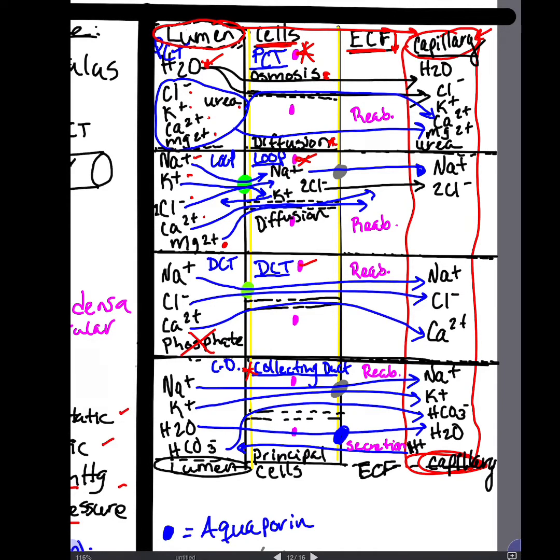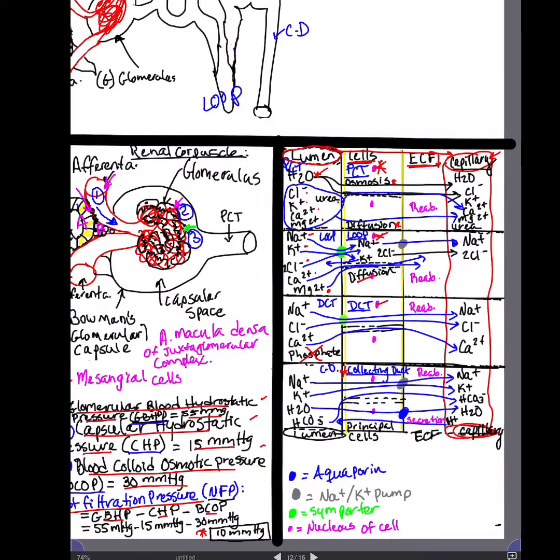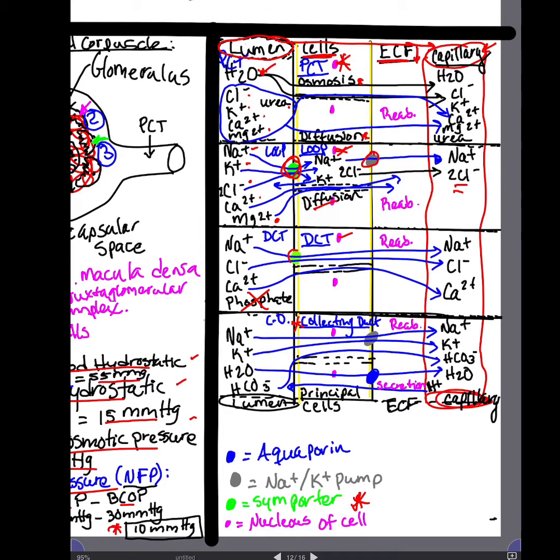Some of these are going to be moved through diffusion. Some of these, such as sodium, potassium, and chloride, are going to be moved thanks to this symporter, which is this right here, and it goes then through these sodium-potassium pump towards the capillary. Then in the distal convoluted tubule, again, we're going to have another symporter right here that moves sodium and chloride, and we're also moving calcium in between these cells going towards the capillary.